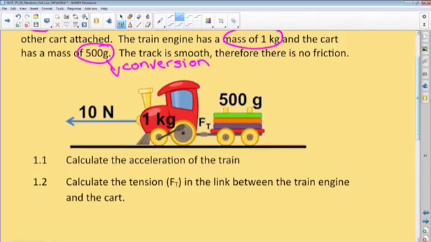Now comes the interesting part. How do we solve this? We need to calculate the acceleration of the train. Okay, so I don't expect you to get an answer yet. I'm going to give you 2 minutes to just think how you're going to solve this problem. How are we going to do 1.1? How are we going to calculate the acceleration of the train? And then 1.2, how are we going to calculate the tension in the link between the train engine and the cart? Okay, so 2 minutes.